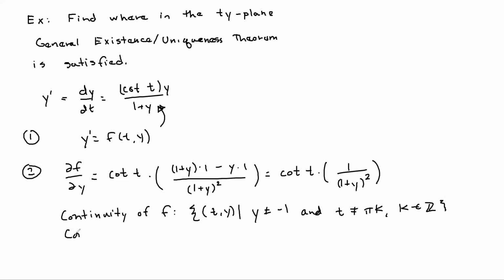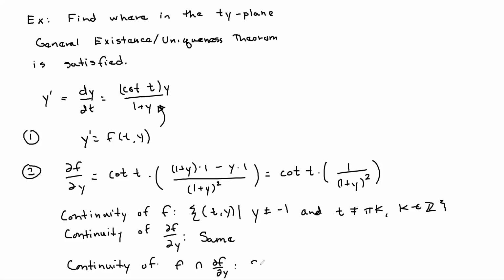All right, what about continuity of the partial of f with respect to y? We take a look at that. We still have that cotangent in there. While the derivative has changed this second part here, we still have 1 plus y in the denominator. So it's the same. Let's just put same. Okay, and then continuity of the intersection of the two, f intersection partial of f. That's also the same. Okay, all of these are the same.